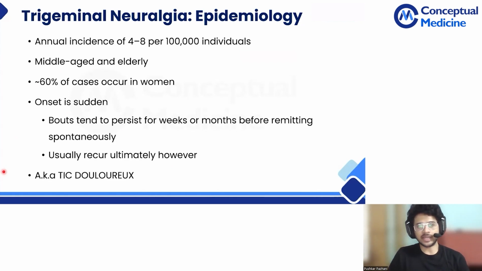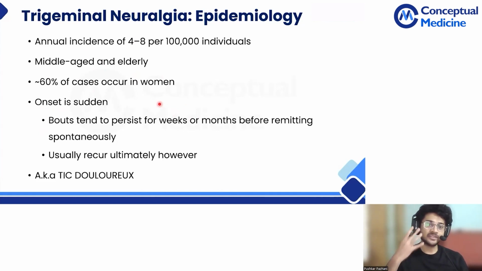So this has an annual incidence of around 4 to 8 per 100,000 individuals. It predominantly affects middle-aged and elderly patients. 60% of patients are going to be female patients. And the onset is usually sudden. So usually the patient presents with certain bouts or clusters of attacks of trigeminal neuralgia. And these last for around weeks to months before remitting spontaneously. However, usually recurrence is the norm.